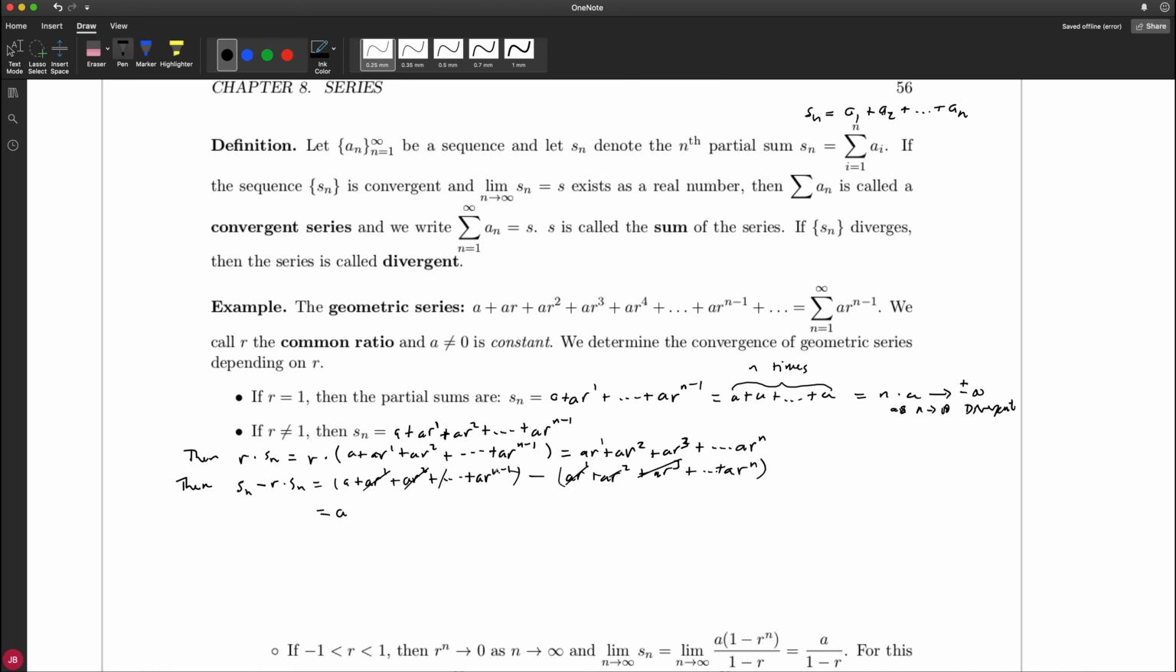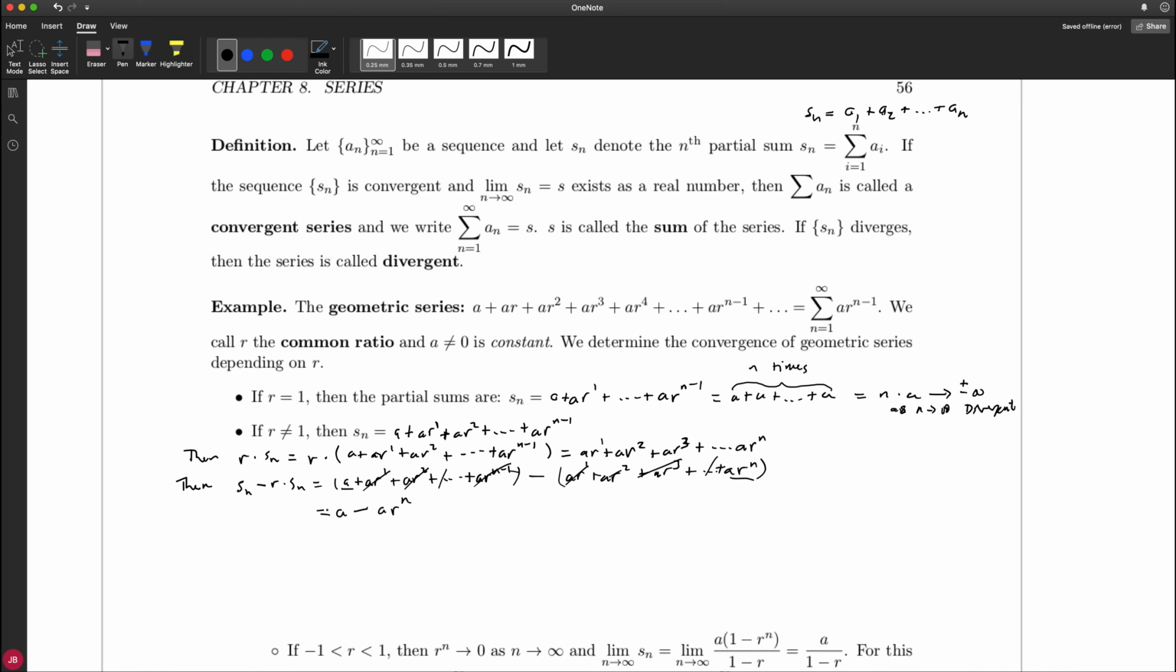And now this ar to the n minus 1, well, right before this term, there's an ar to the n minus 1, right? So even though we're not seeing that cancellation, it's also happening. And so the only other part that we're left with is minus ar to the n. This guy does not cancel with anything, nor does this leading a here, okay?